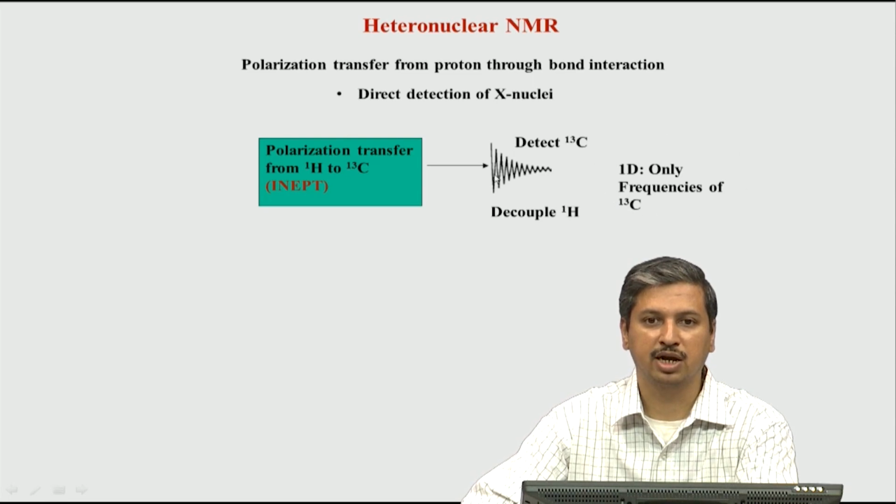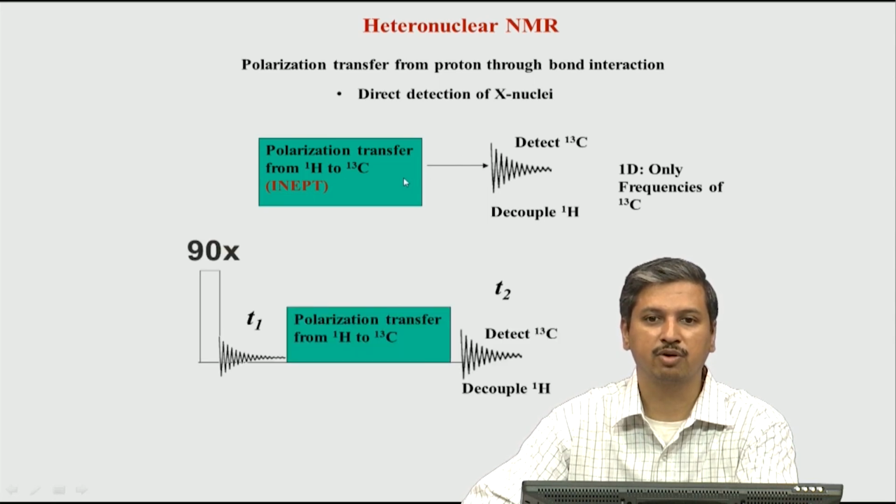There it was direct detection, which means you start directly from carbon, like a 1D proton: you start from carbon, excite the carbon and detect carbon. But here we have added one extra step: we first transfer the polarization from proton to carbon and then we detect the carbon. So, now let us see how it can be done in a 2D fashion.